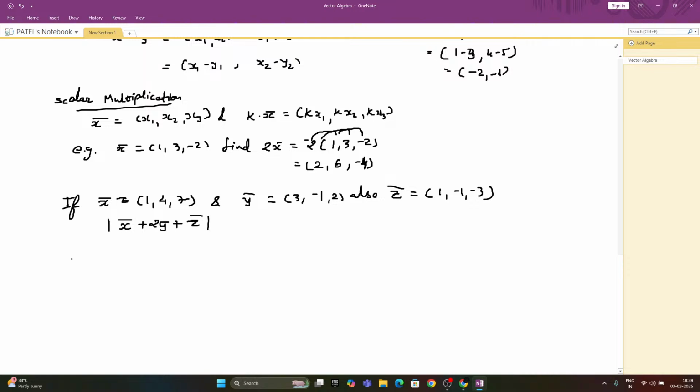Okay. So first of all, we have to find 2y bar because it's a scalar multiplication with a vector. Then add all three vectors and then take the modulus. So I am doing it directly. You can also do this directly. So write down first x bar plus 2 into y bar and plus z bar, which is 1, minus 1, minus 3.